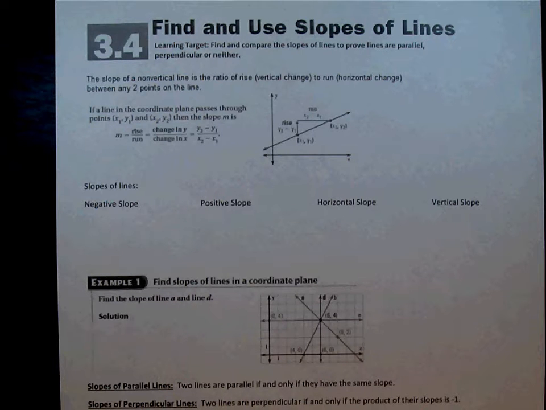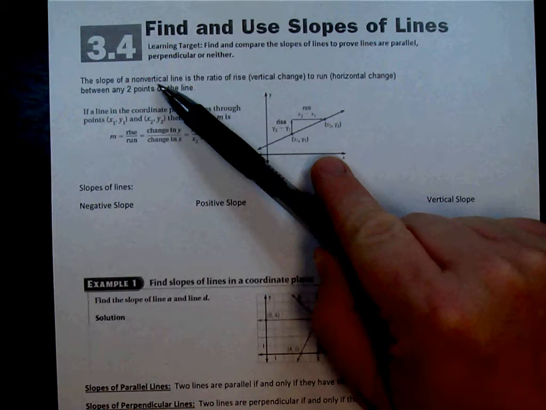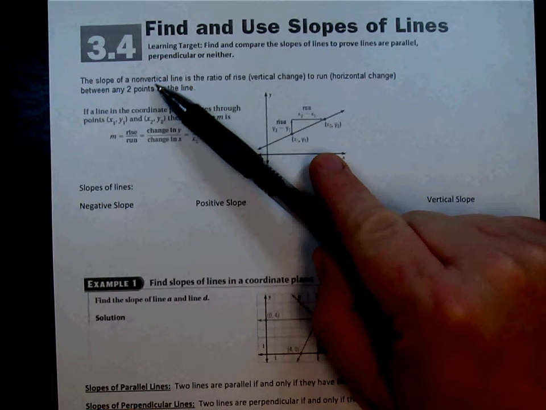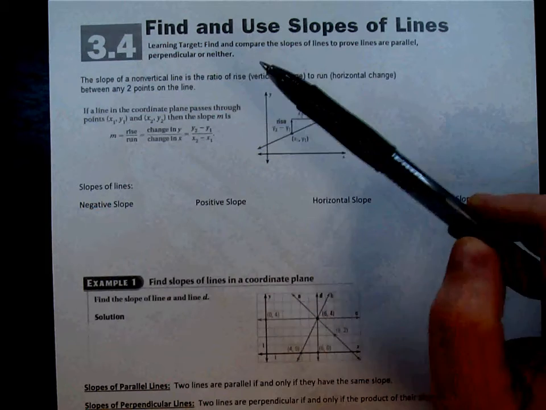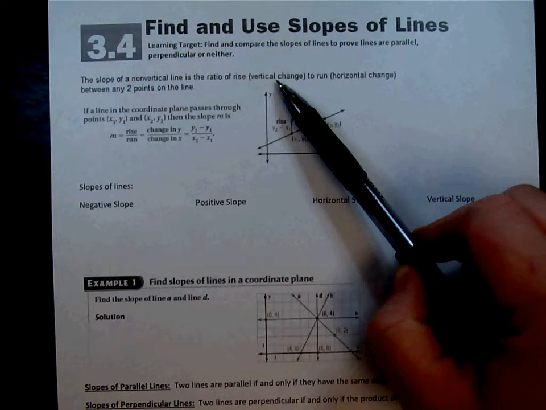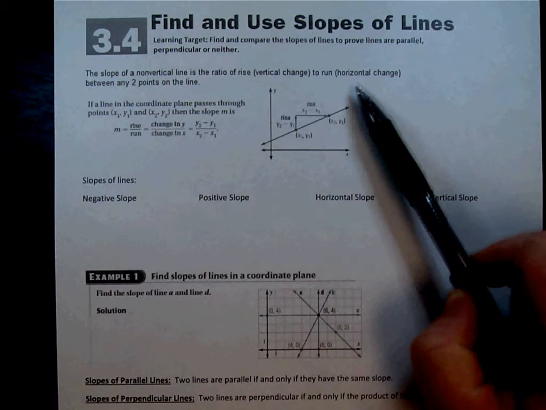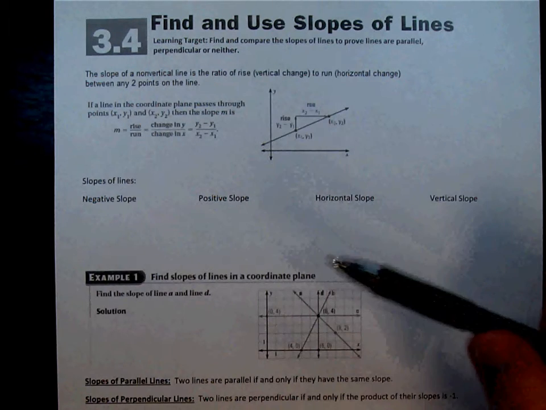All right, section 3.4, we're going to find and use slope of lines. And you see here, a vertical line is kind of an exception, but as long as we're not talking about a vertical line, the slope is a ratio, so we typically write it as a fraction. We think of it as rise over run. Rise, we use that word to talk about the vertical change, so up and down. Run, we talk about the horizontal change, so left to right. And you can measure it between any 2 points on the line.